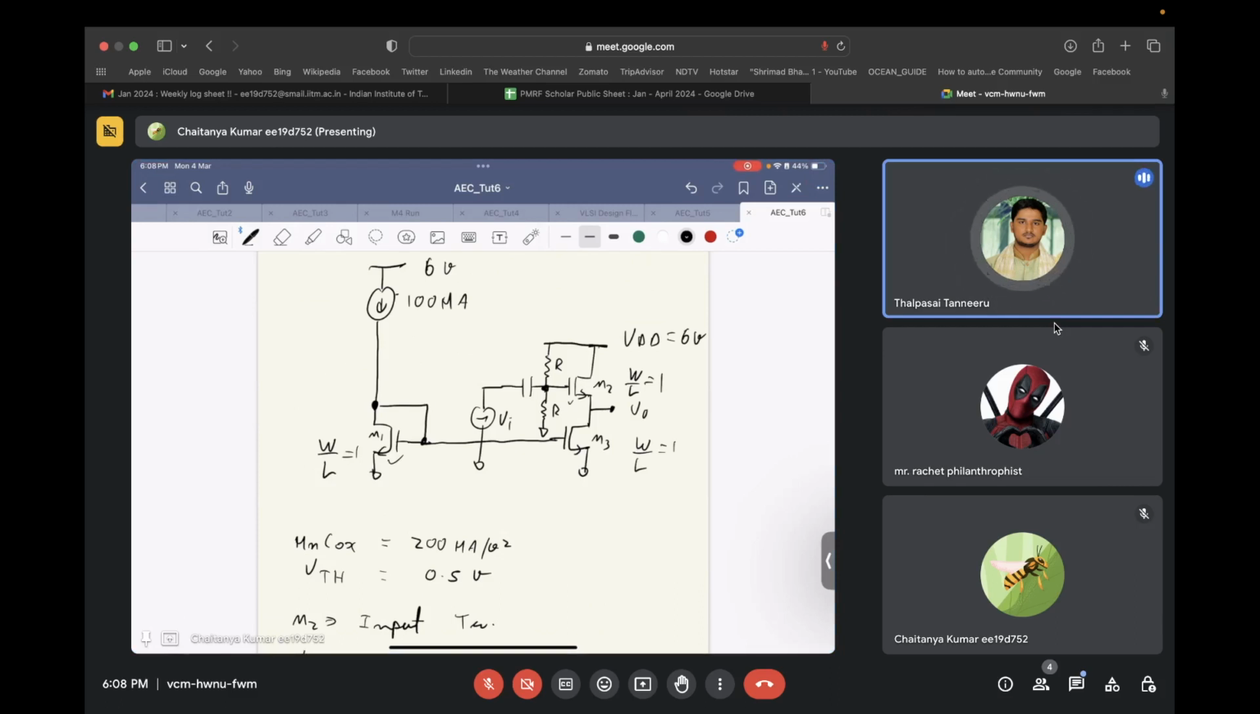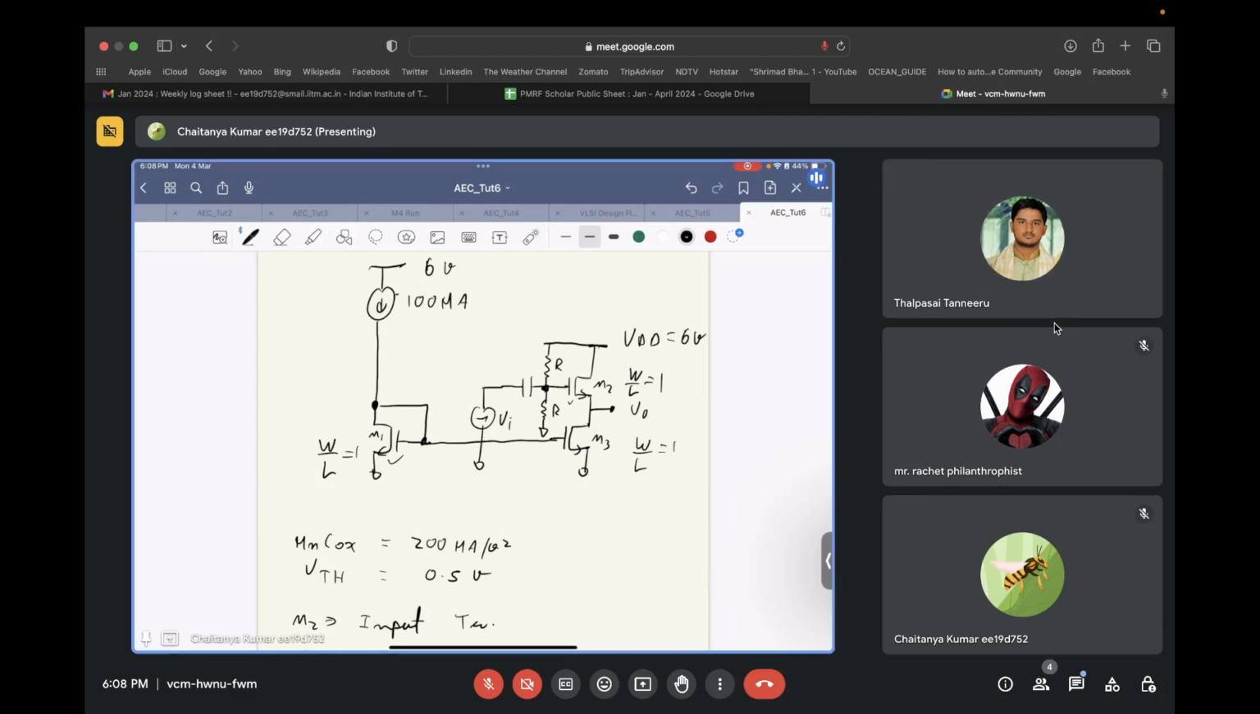Yes, sir. My question is, here M2 and M3 are cascoded, no, sir. So the same source voltage, if M3 has some source, if it is not grounded, then it won't be equal, no, sir.